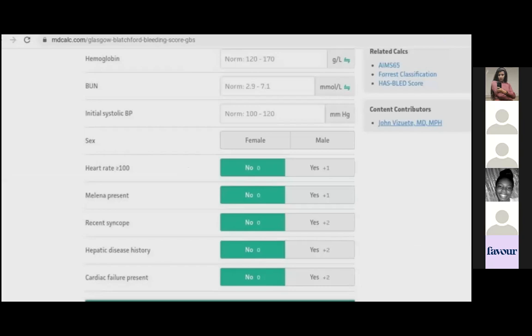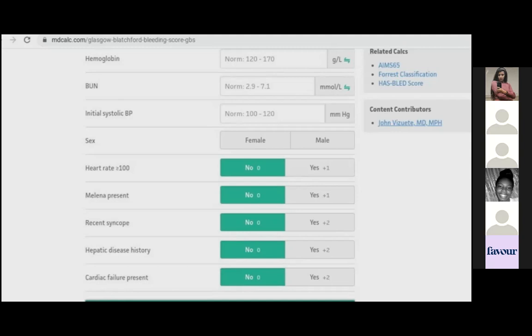So this is a screenshot from MD Calc, which you can access from your phones. You can download the app. It's really useful. So it's a very quick, user-friendly tool to find all kinds of useful scoring systems. But this is the Blatchford score. So you enter the details as below. You need the blood results here, so you need a hemoglobin, and the BUN, you can see the second row is the serum urea level.